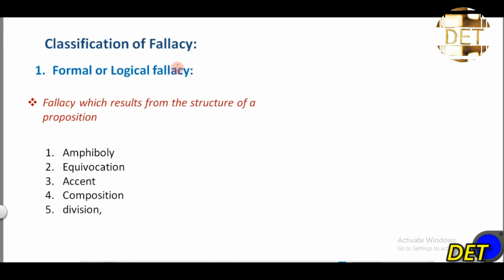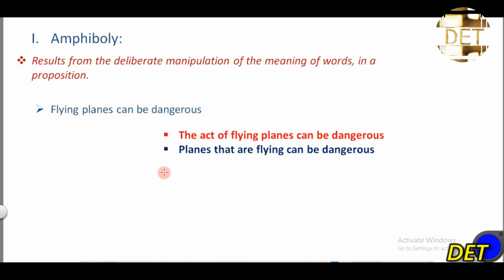Formal fallacy, also known as the logical fallacy, is a type of fallacy which results from the structure of a proposition. A proposition is simply a statement that can be true or false. Any statement that can be true or false is a proposition, right? So examples of the formal fallacy or the logical fallacy, there are five basically. We have amphiboly, equivocation, accent, composition, and division. These are the five major types or examples of formal or logical fallacy, right? So let's take each of them.